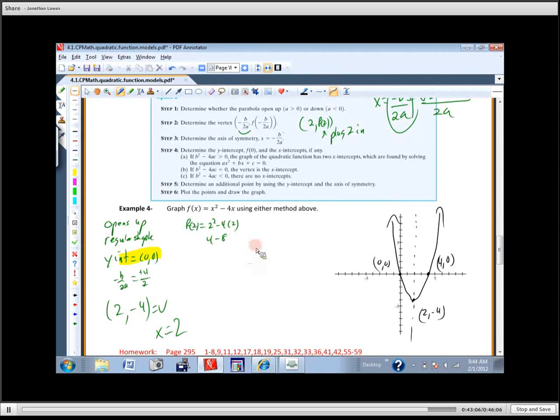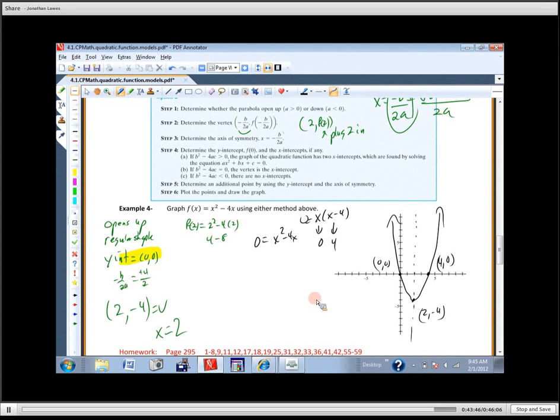If you were going to solve for when this equals 0, so if we plug in a 0 for y, or plug in a 0 for the function value, the easiest way to solve this quadratic is by factoring. So this factors to x and x minus 4. So what's the solution or the x-intercept that comes from there? 0. And what's the x-intercept that comes from here? 4. That's the easiest way to find the x-intercepts, is if it factors. If it doesn't factor, you have to use the quadratic formula.